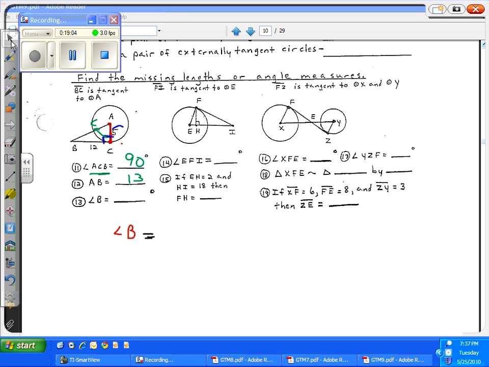The sides that we know are the 5 and the 12. They're both legs. The 5 is the leg opposite angle B. The 12 is one of the sides of angle B. We call the sides adjacent.